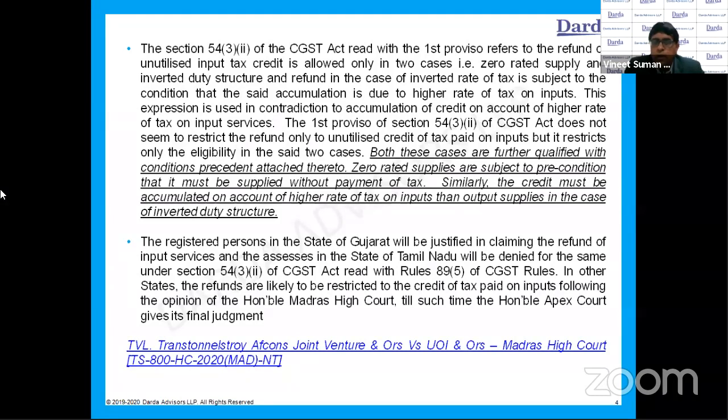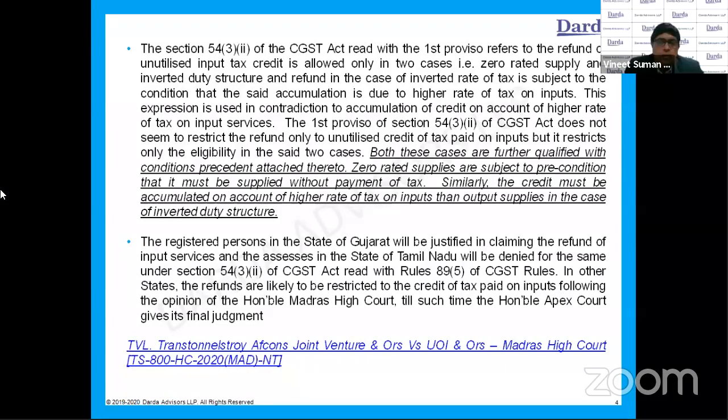Maybe a number of writ petitions have already been filed, but we need to see how these rulings and judgments come out. So we need to wait till we get the final judgment of the Honorable Apex Court, and accordingly, people can decide how they should move.